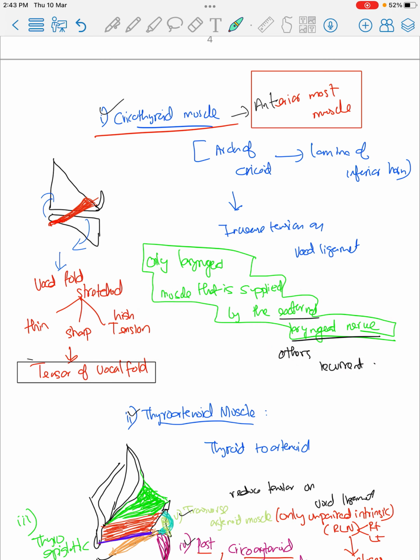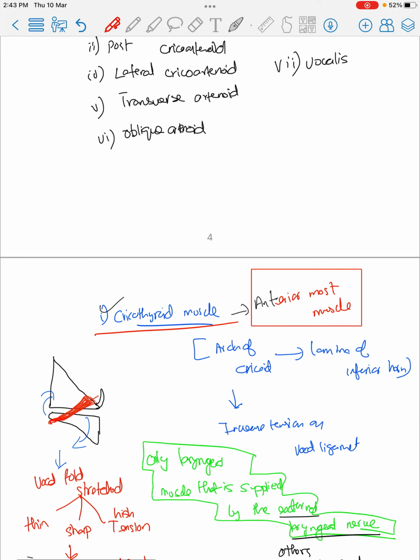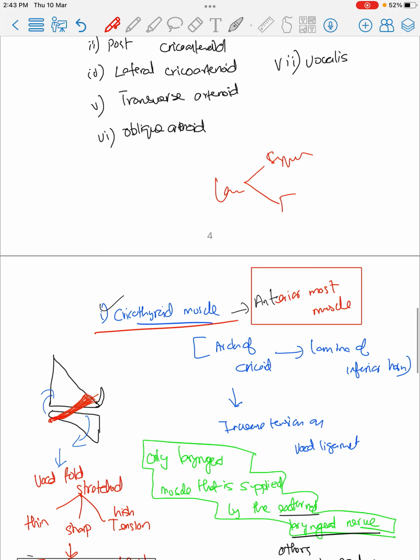Okay, let's see about the nerve supply of the larynx. It is supplied by two nerves, the superior laryngeal nerve and the external laryngeal nerve. This supplies the cricothyroid. The other gives branches, the recurrent laryngeal nerve, right and left branches. These two supply all muscles of the larynx.